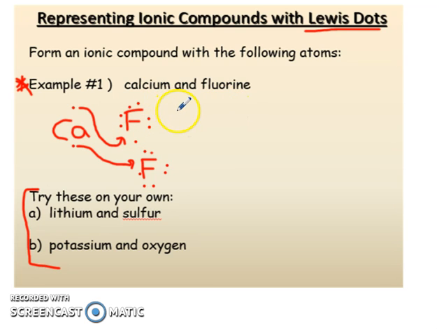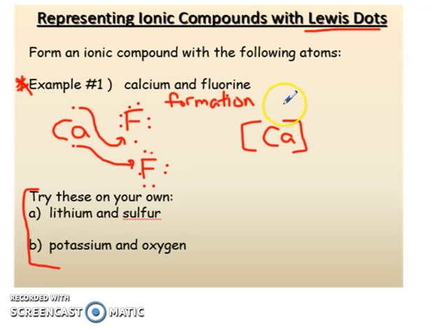So what we just showed here is the formation of the ionic compound. Formation basically means you're showing the electron direction and the number of atoms, right? So I show here that I need 2 fluorine. The next part to this is the final compound.